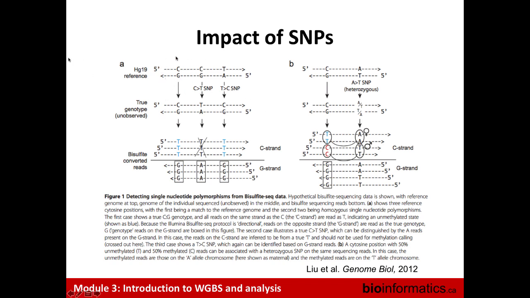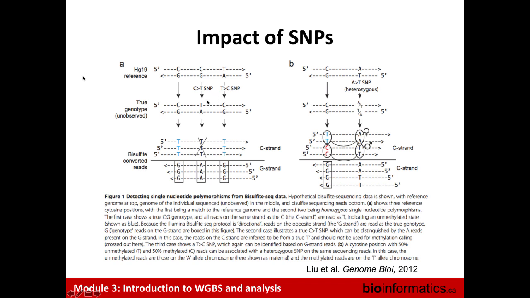On the left side, we have the same types of examples that we had before. So we have a real C, which has a matching G. Here, in the context of the bisulfite treatment, we expect to get the C's converted to T's, and on the reverse strand, to only have the G. So this is for a real C in the genome that is converted.